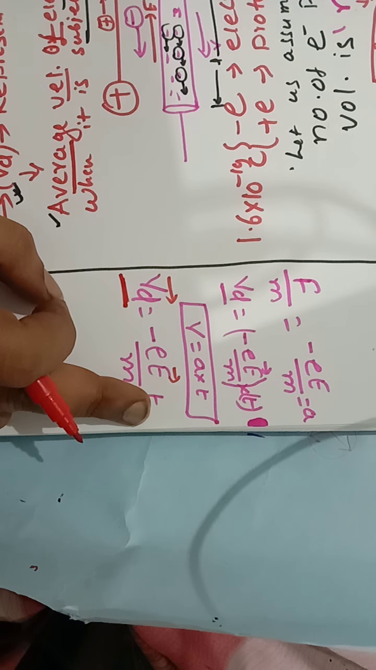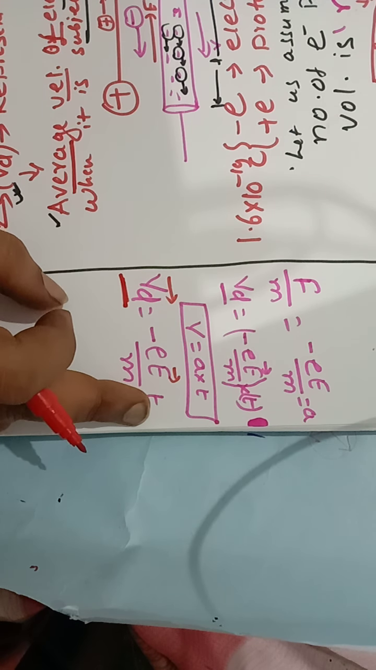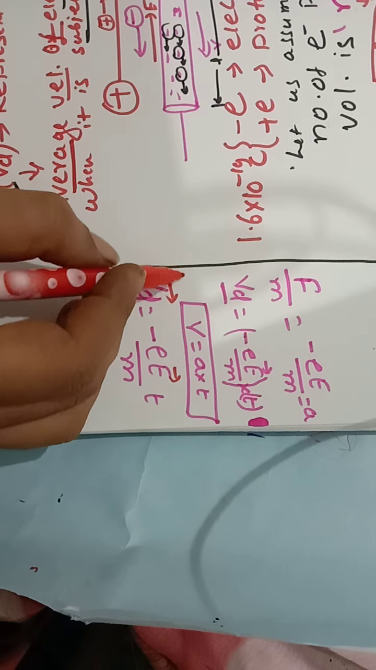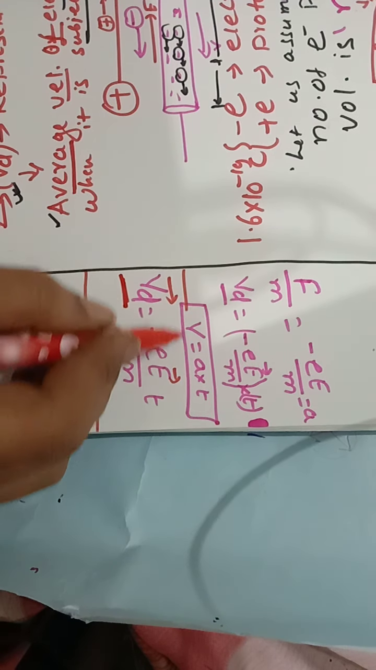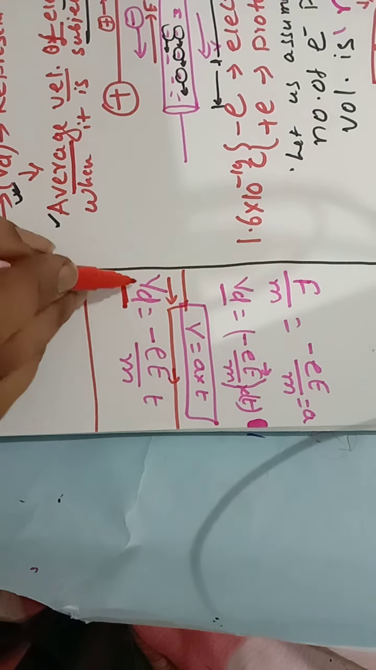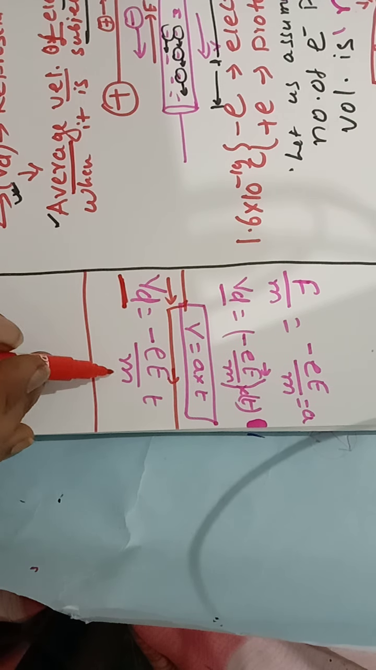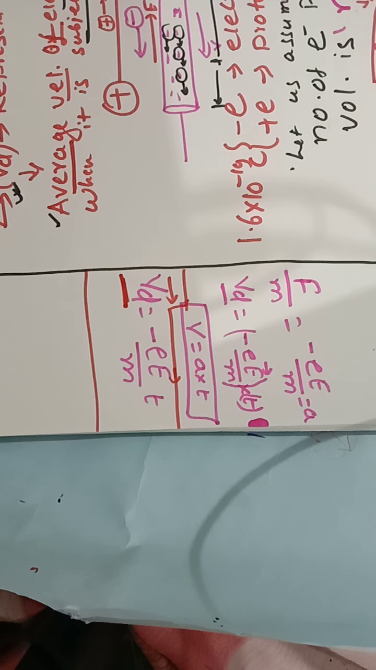So what is the expression for the drift velocity? This is the expression for the drift velocity: Vd equal to eE by m into t, right?